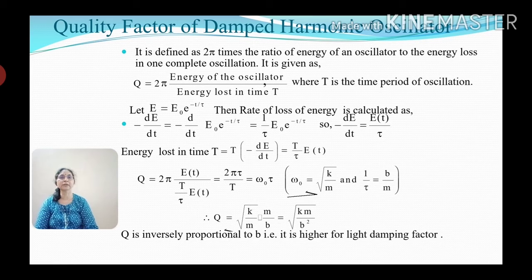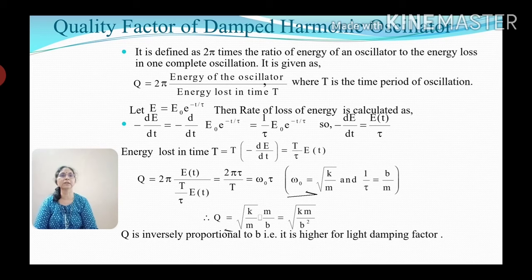Omega 0 we know is equal to root k upon m, and 1 upon tau is b by m. Why? Because 2 mu is equal to 1 upon tau, and that is equal to b by m. So, we rewrite this Q equation in terms of the other constant factors, that is the restoring constant k, b the frictional force constant or frictional coefficient, and m the mass.